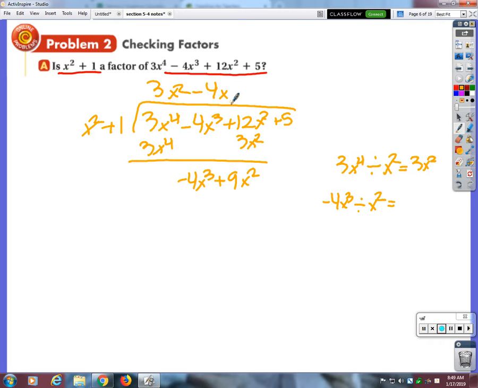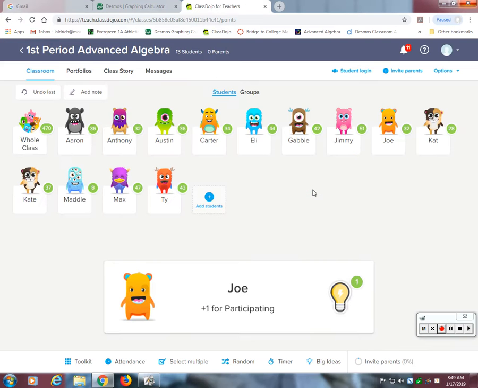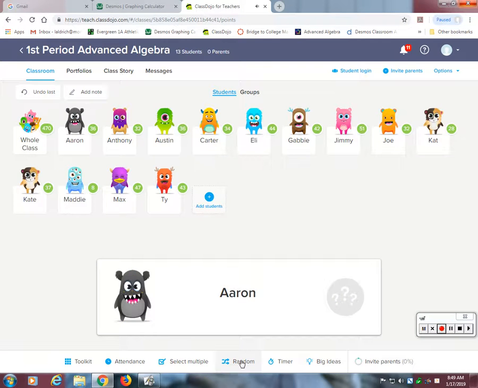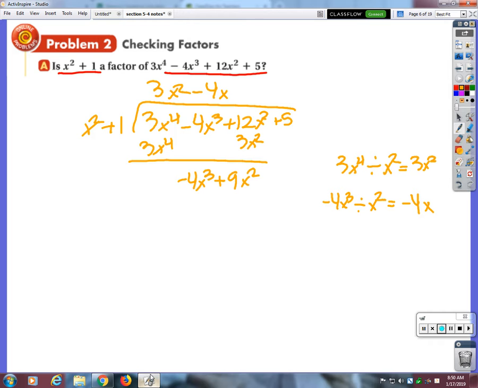All right. So he figured this out, that this divides into negative 4x. So that goes right here. So what do we do now that we know that? Aaron? Multiply. So negative 4x times x squared is negative 4x cubed. Negative 4x times 1 is negative 4x. And then again, I'm not going to put that underneath the x squared because those don't line up. So I'm just going to tuck that over here. Tread very carefully.